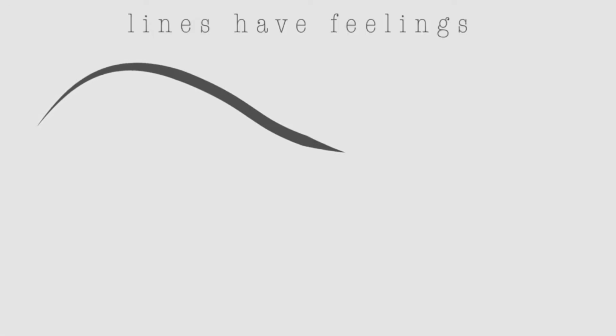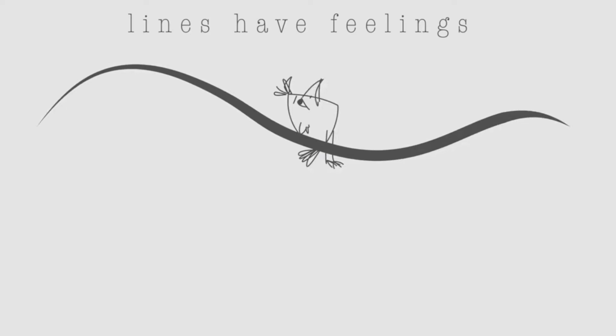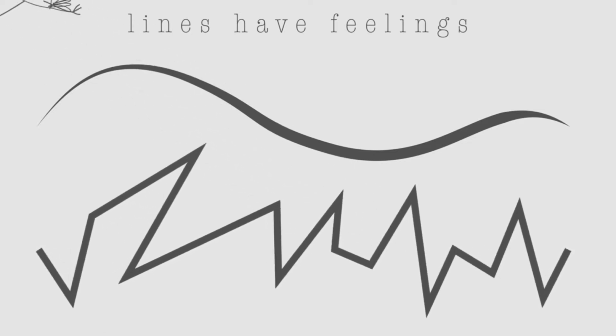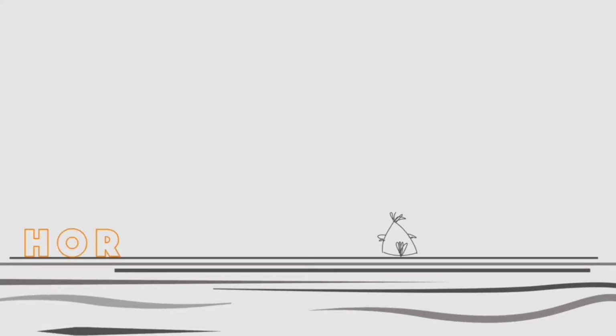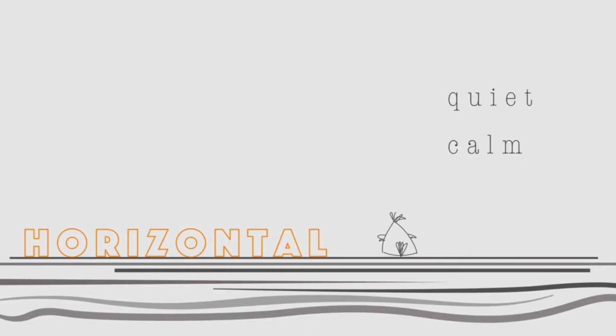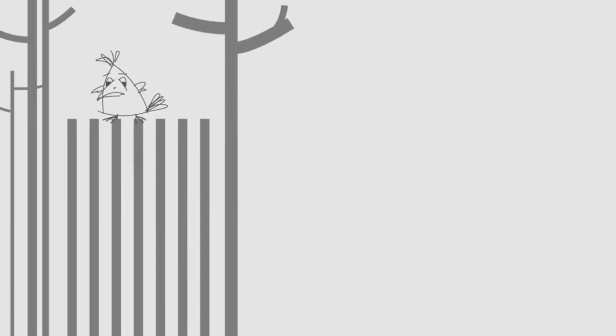Do you know that lines have feelings? By changing the way you draw and or shade, you can change the meaning of the message of your artwork. Example: number 1, horizontal lines give an impression of quietness, calm, and distance in an artwork. Number 2, vertical lines. Vertical lines give you an impression of height, balance, support, and strength.